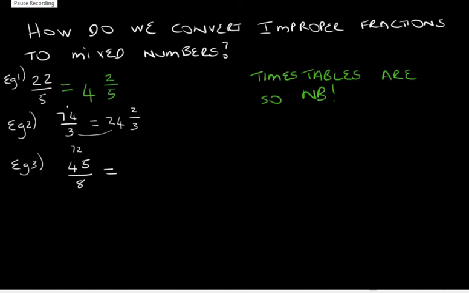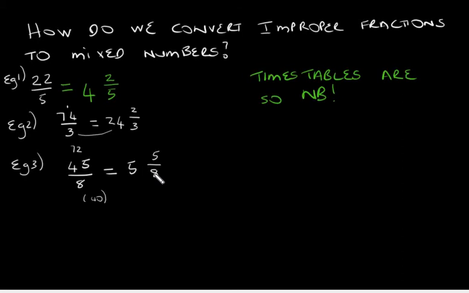Before we do, I wanted to remind you that your times tables are so important, because if you can't tell me, for example in this example, that 8 goes into 45 5 times, then you are going to struggle to answer the question. So please revise your times tables regularly and make sure that you know your times tables up to the 12 times tables. So 8 divides into 45 5 times, and you know that 8 times 5 is 40. What are we left with? We are left with 5, because 40 plus 5 gives you 45. And so that will give me 5 and 5 over 8.